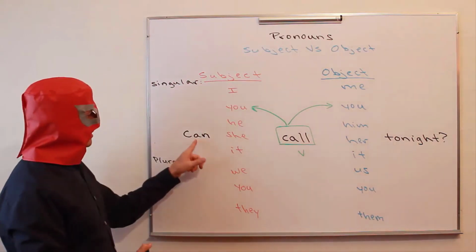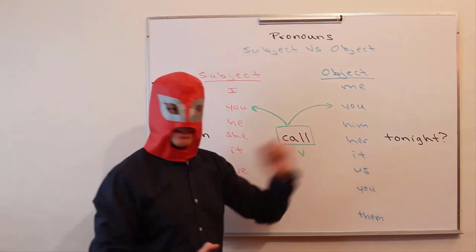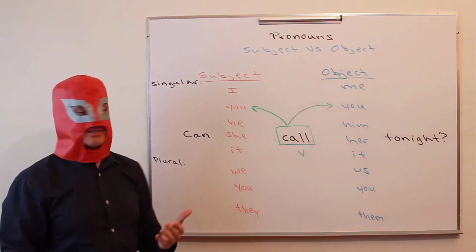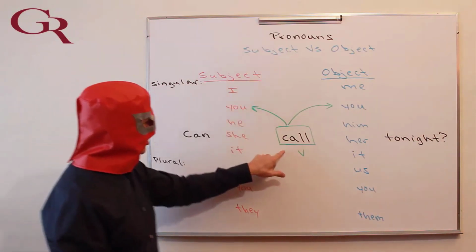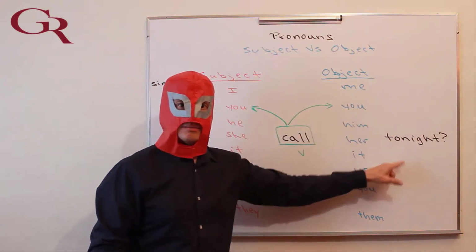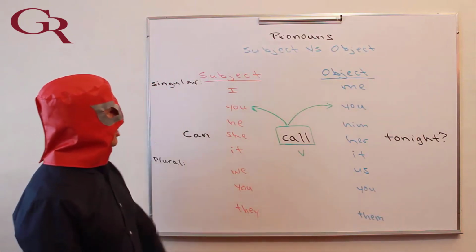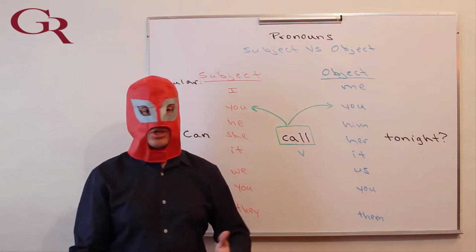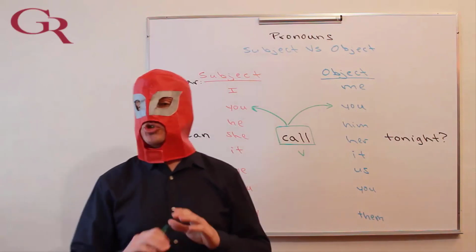Okay? So once again, can she call them tonight? Or any combination that makes sense. Can I call you tonight? Okay? So as you can see, pronouns, subject versus object is easy peasy, super breezy.